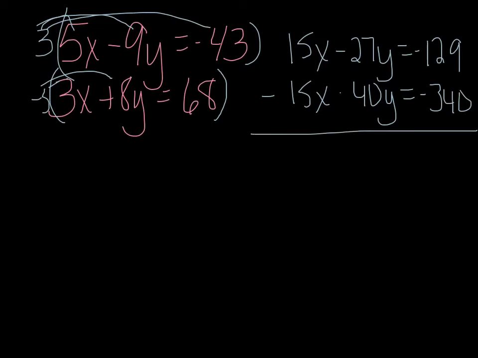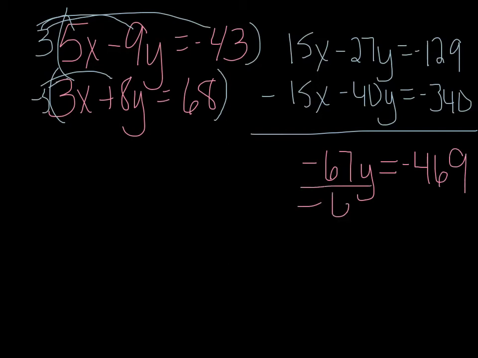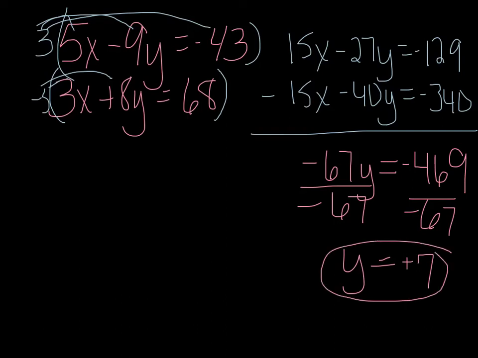Let's go ahead and add. My x's are going to go away, so I have negative 27y minus 40y, which is going to give me negative 67y. And then I have negative 129 minus 340, and I get negative 469. Divide by negative 67, and y is going to equal positive 7. So my y value is 7.